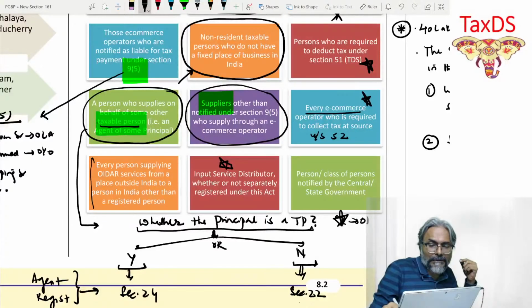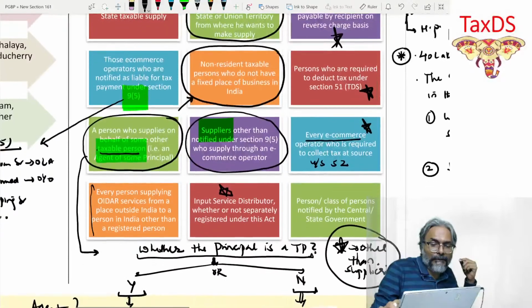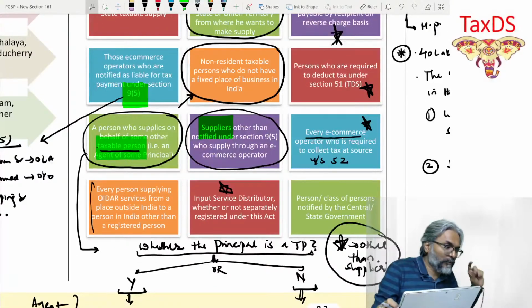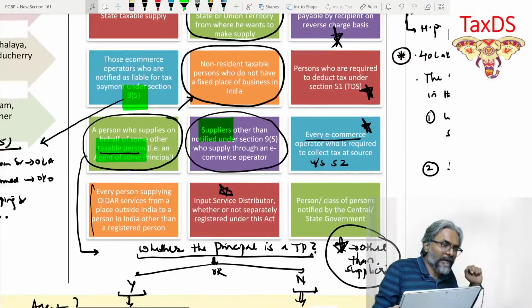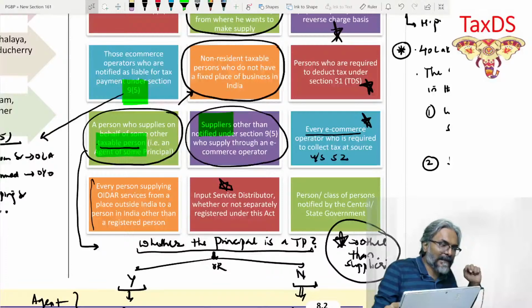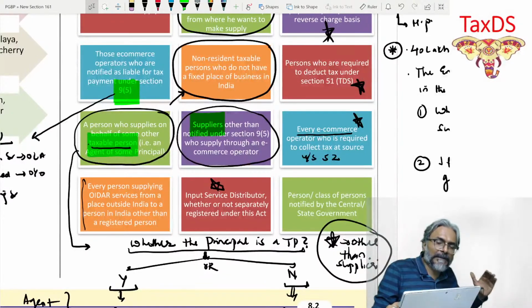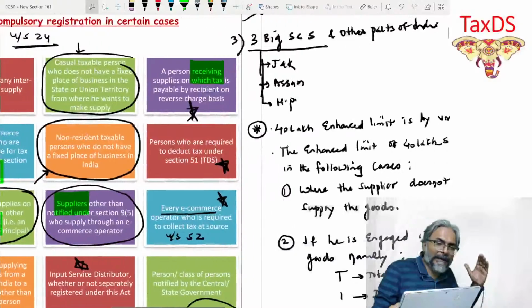Other than supplier, students. All the star marks which I have done are of the other than supplier. Do take a note of it in your notes also, students. Do capture it in your notes and put a star mark the way I've done it. I hope that all of you are clear with this one now. That exactly is the point. These are all the cases of the person other than the supplier.